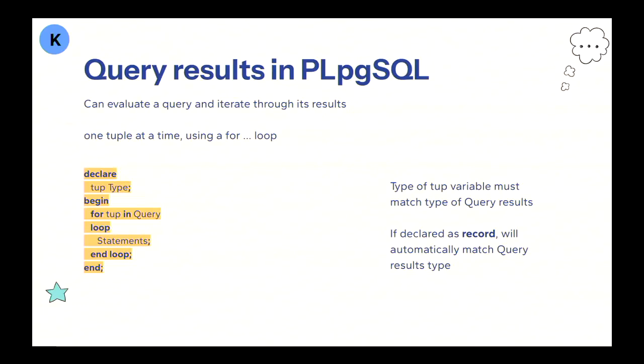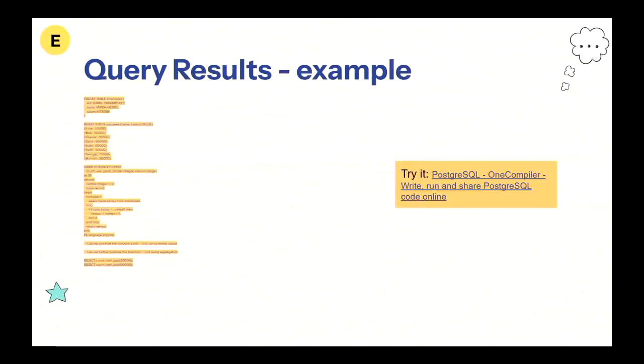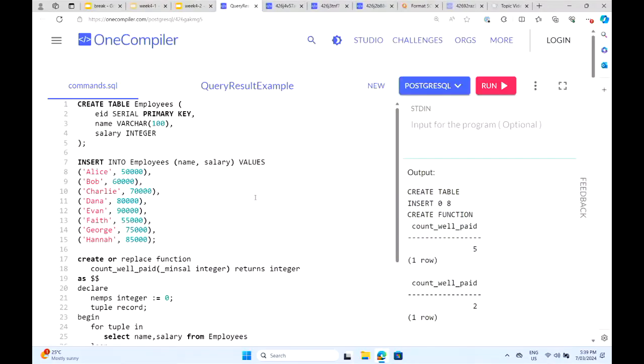However, there's a special case. If we declare the type of the variable as a record type, we don't need to worry about that. It is dynamically determined after we have done the query. So that's something you should take note of. And let's have a look at an example here.